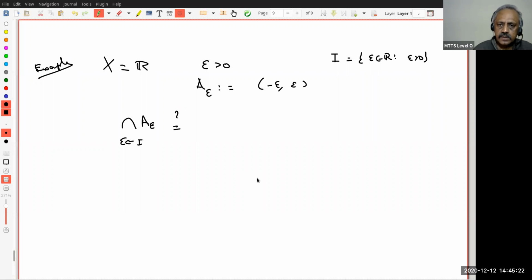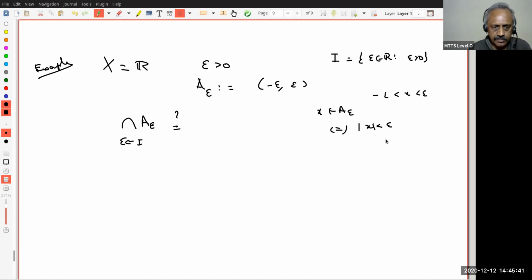First notice, when does x belong to A_epsilon? Of course, you can say x lies between minus epsilon and plus epsilon, but there is also another way of saying it: if and only if mod x is less than epsilon. You understand that? Therefore, there is an obvious guess. You know that 0 belongs to that, because 0 belongs to each and every one of them, right?